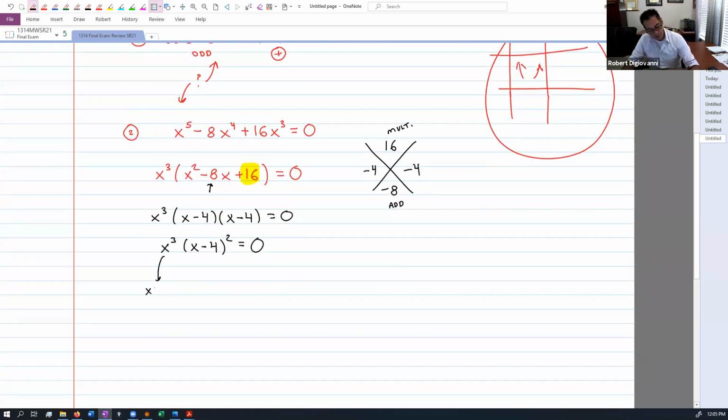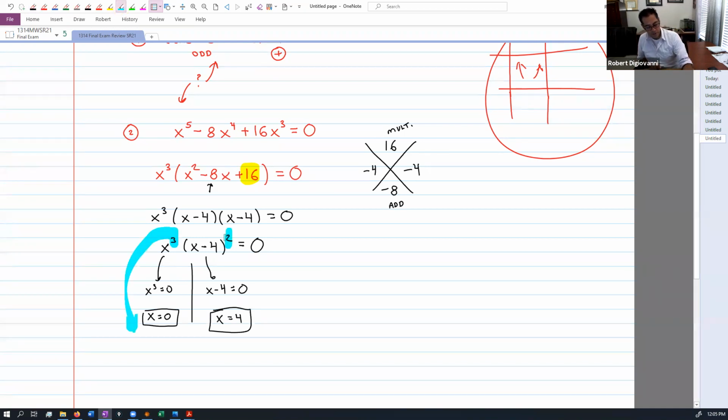You set this equal to 0. You set that equal to 0. For this answer, the only number you can cube and get 0 is 0 itself. Here you get x is 4. But now we have to determine if we cross or bounce. So we go to the powers here to figure that out. Because this first one is odd, we will cross. But because this one is even, 2 is even, we are going to bounce.